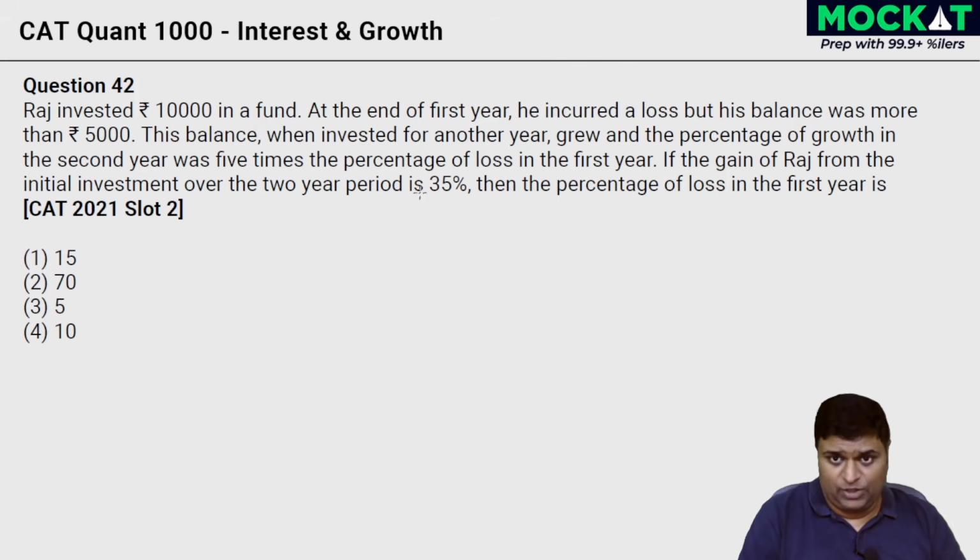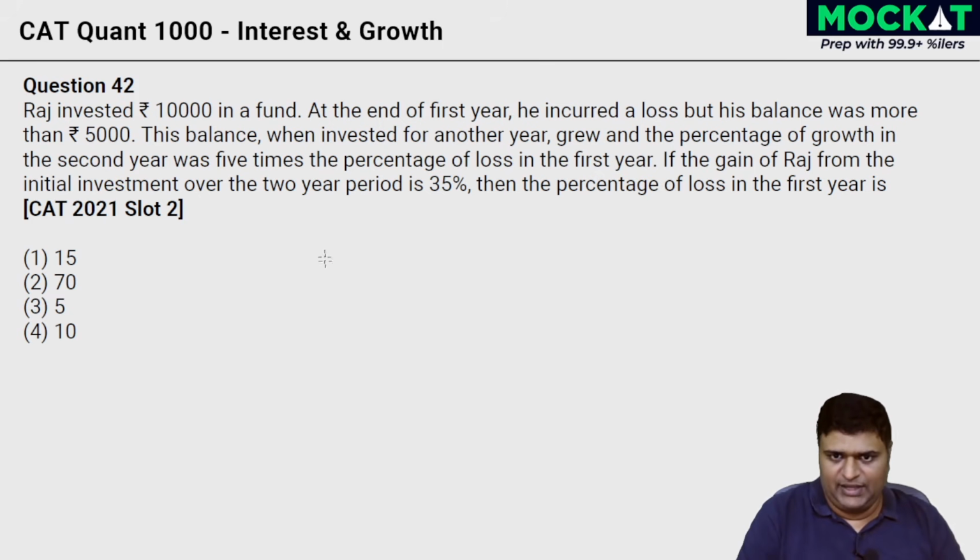Raj invested 10,000 in a fund. At the end of first year, he incurred a loss, but his balance was more than 5,000. This balance, when invested for another year, grew, and the percentage of growth in the second year was 5 times the percentage of loss in the first year.